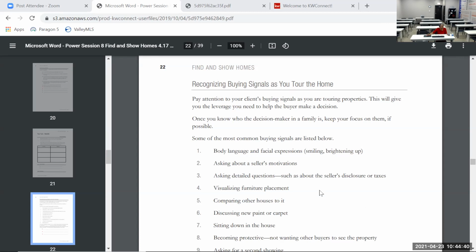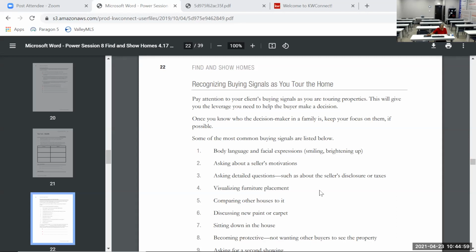Body language and facial expressions. Are they smiling? Are they looking around? Are they saying, oh, we will be able to put the sofa there? Oh, and that would be a great area for the grandkids to play in. Are they envisioning themselves living there?